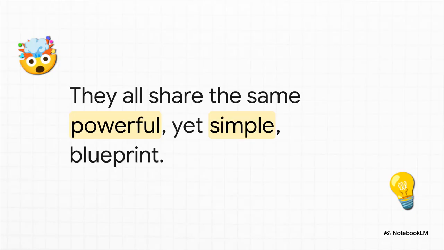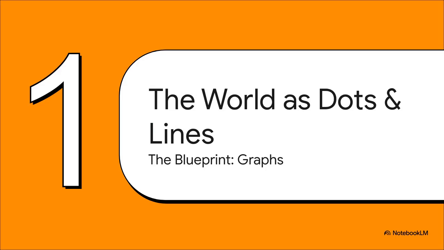Well, here's the secret. All of these incredibly different, incredibly complex systems, they are all built on the exact same, surprisingly simple underlying idea. A single blueprint that organizes all of this chaos. And that blueprint is something called a graph. It's a way of seeing the world not as this messy, complicated jumble of details, but as a simple, elegant collection of, well, dots and lines.